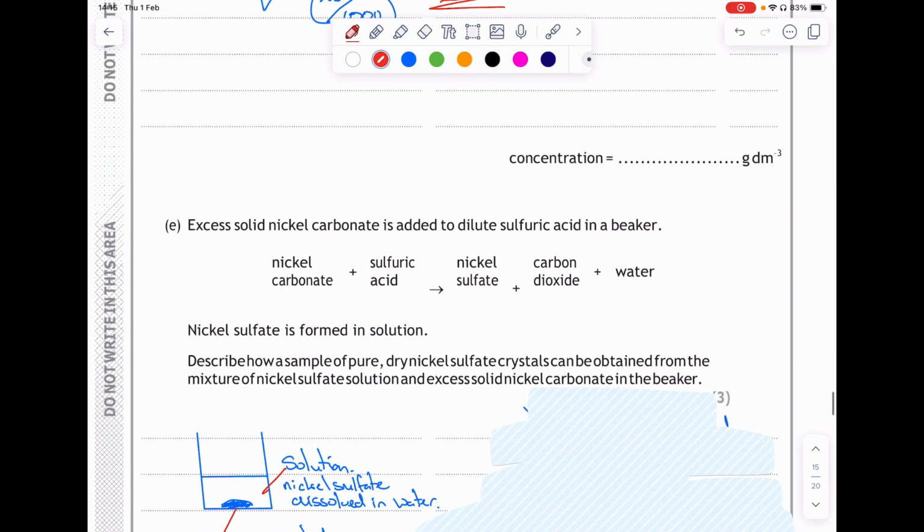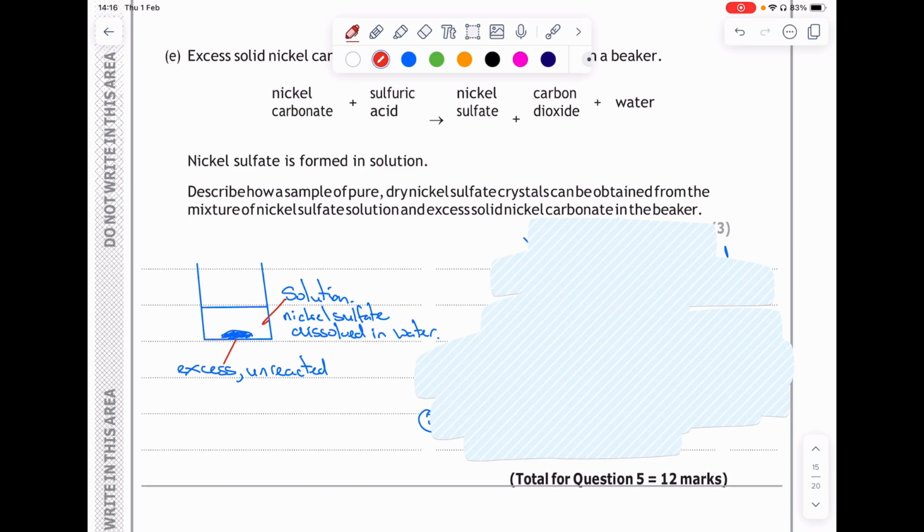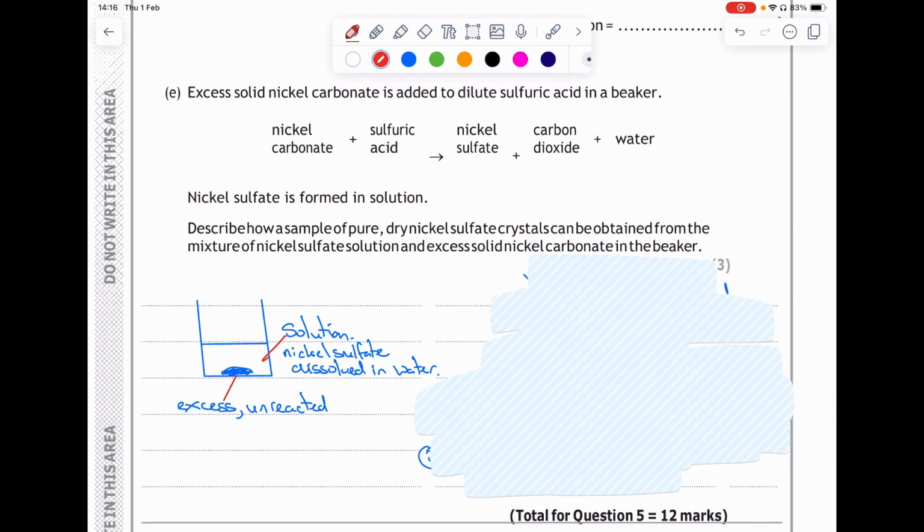Okay, and the last little one is a really good question. This one tests a lot of the separation techniques. So we've got 2 chemicals reacting together, and it says here that adding an excess of nickel carbonate, so there's more than we need of this, is being added to sulfuric acid, and this means it's going to form nickel sulfate, carbon dioxide, and water. The nickel sulfate is a solution, but describe how we can get dry nickel sulfate from the mixture of nickel sulfate solution and excess solid nickel carbonate in the beaker.